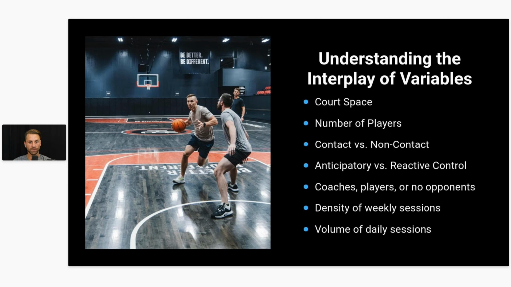Then you talk about your type of opponent. So no opponents, okay, 1-on-0, versus going against coaches. Coaches have a little bit more control. They're aware of what the player may be doing, versus players. We don't want either player thinking about it, we just want them to hoop. So that's how we manipulate the type of opponent within these variables.